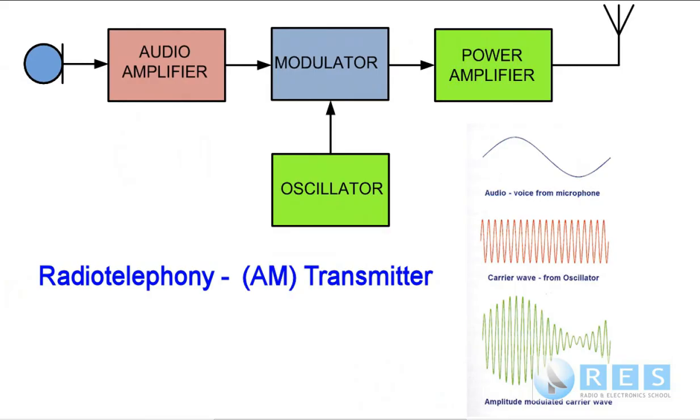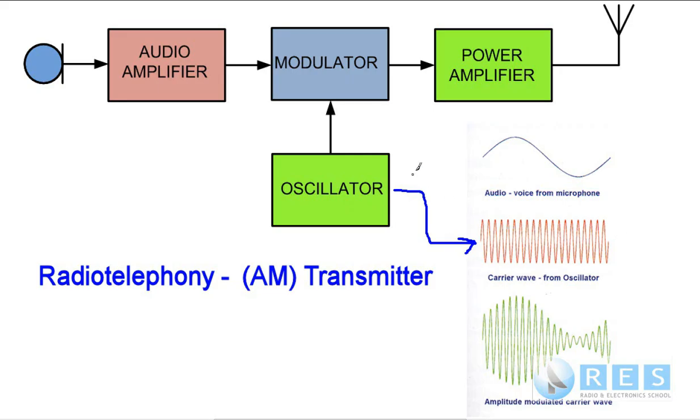Let's have a closer look at our AM radio telephony transmitter. The oscillator is producing a radio frequency carrier, a radio frequency sine wave, and that's what it looks like. This is a radio frequency. So if this was 1 megahertz, there would be 1 million of these every second on the horizontal axis. So the radio frequency oscillator produces a radio frequency carrier, a sine wave, on whatever frequency we want.